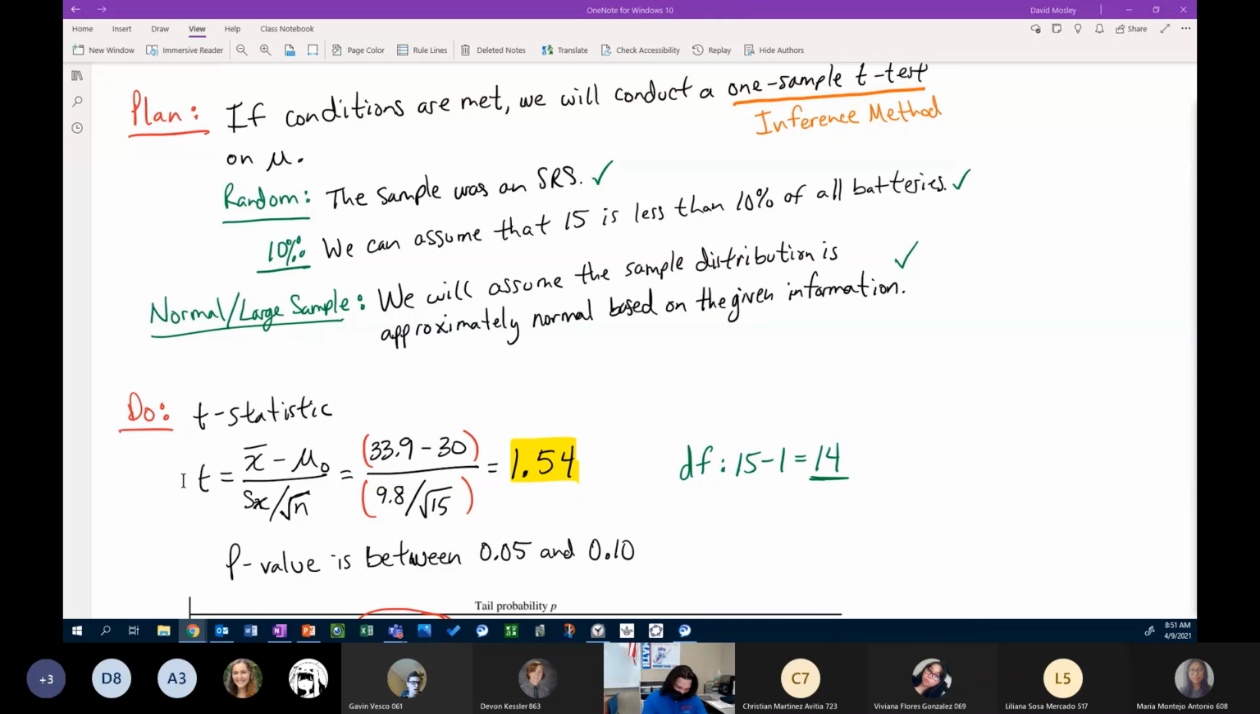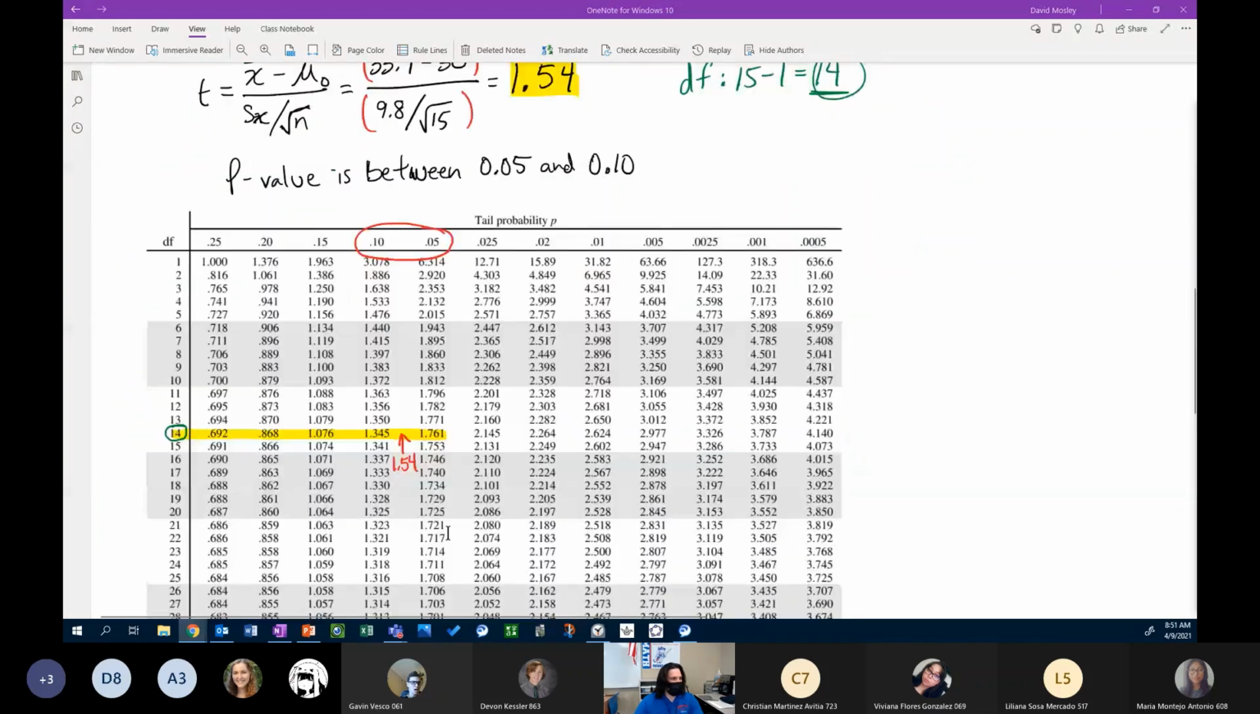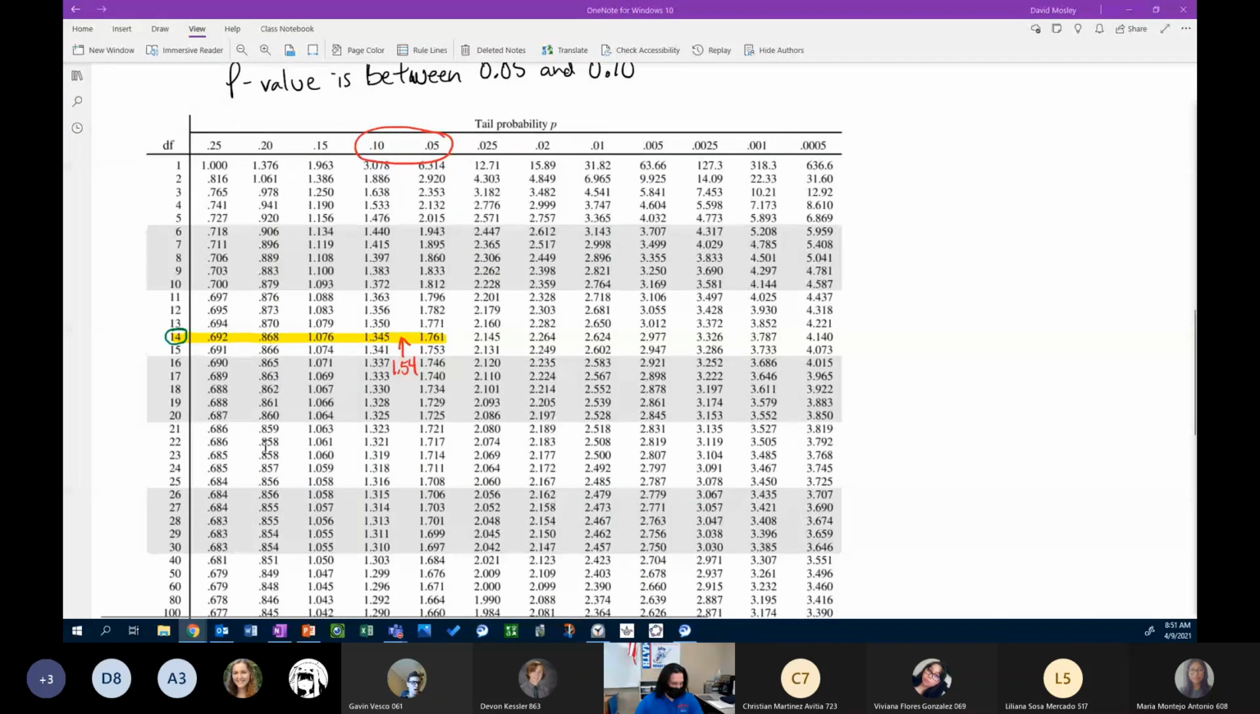Right, we then start getting ready to use table B. We get our degrees of freedom here, 14. And we go to table B, right here. We find 14 here. We follow this across and we cross between 1.345 and 1.761, which between those two values lies 1.54.